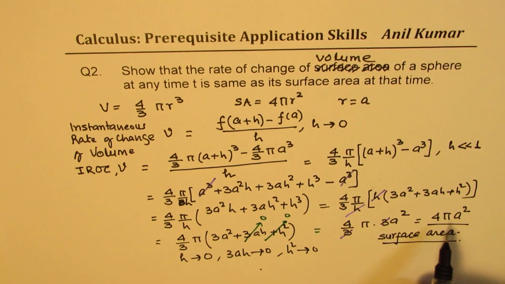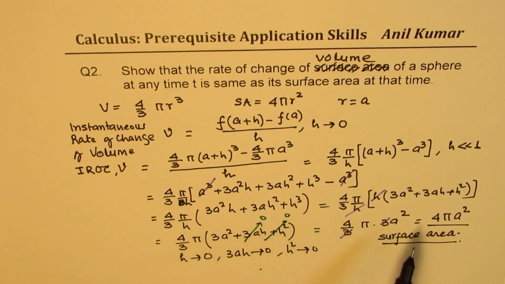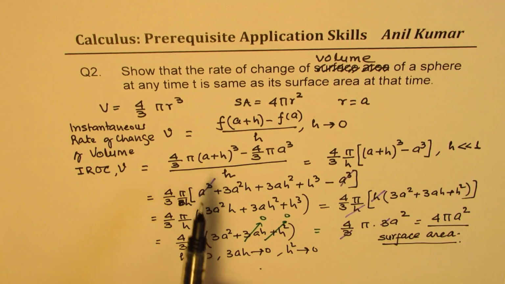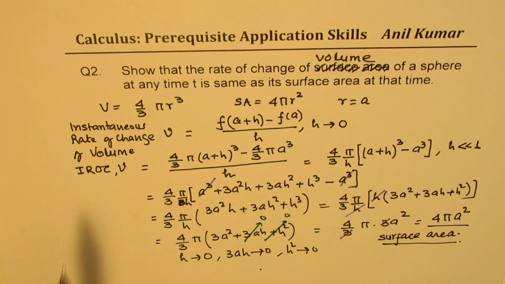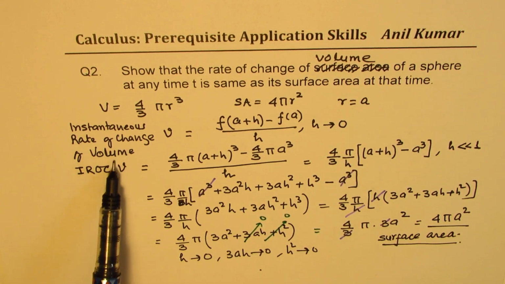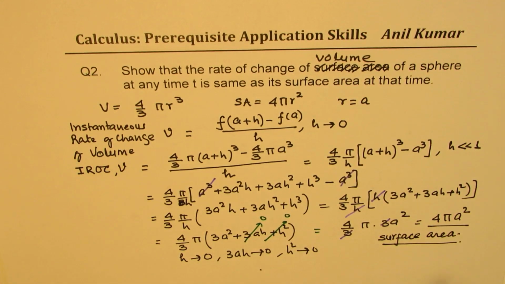Correct? So when the volume is 4 by 3 pi r cubed, then the surface area will be 4 pi r squared. Do you see that? So that is how we can show that the instantaneous rate of change of volume is always equal to the surface area at that instance. Perfect? So that is how you derive the very important relation.